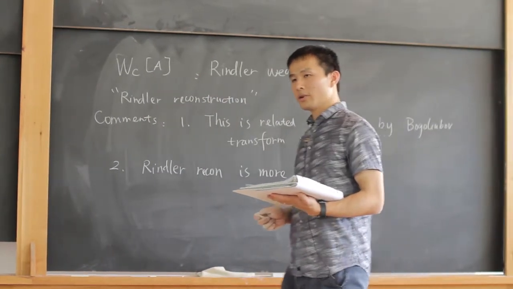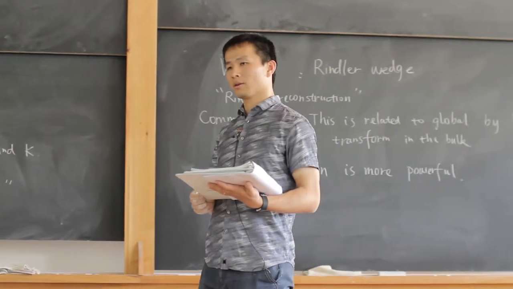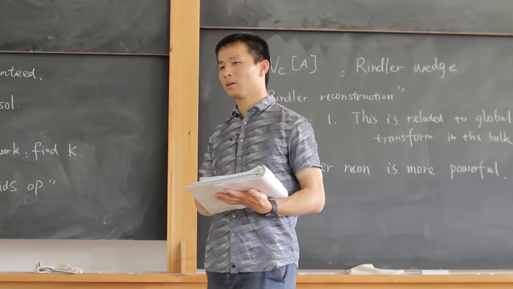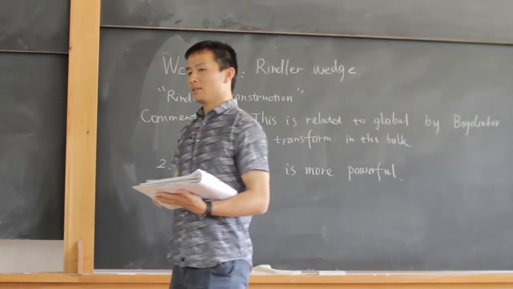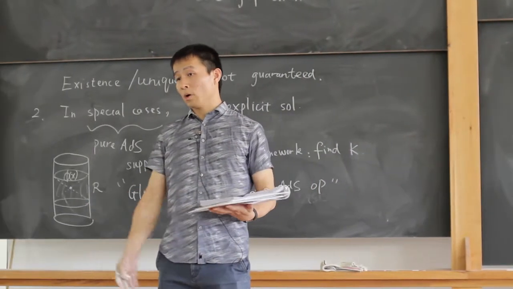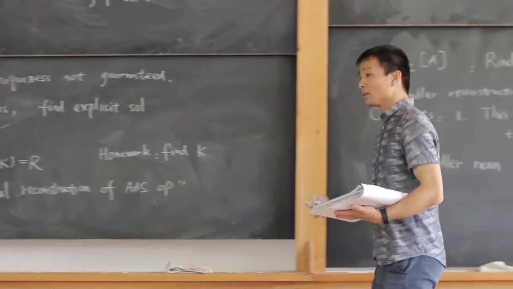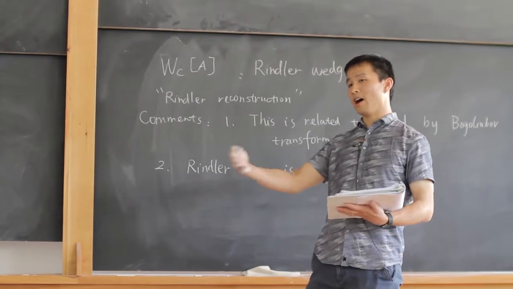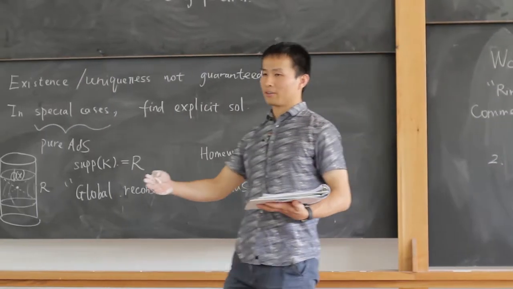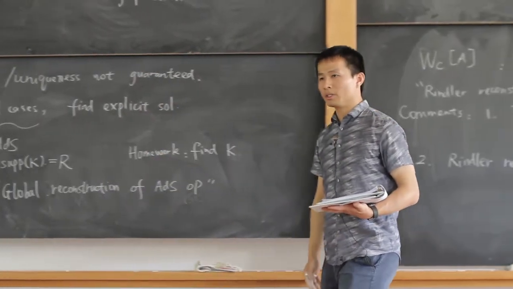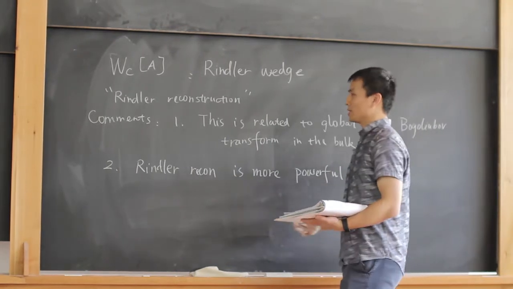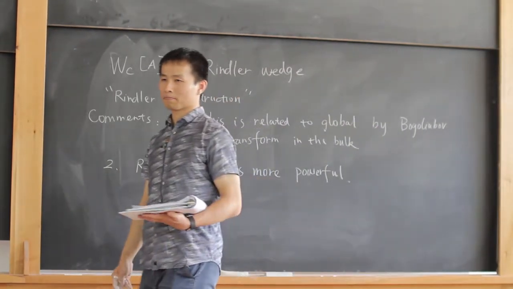Why do I call this a Ringler reconstruction? Why is Ringler reconstruction related by Fourier transformation with bulk reconstruction? This is analogous to the statement that in flat space we can also talk about modes that we define in the global vacuum and modes that we define in the Ringler vacuum. And those two sets of modes are related by Bogoliubov transformation. Here is exactly the same story, except we're in AdS, not flat space.